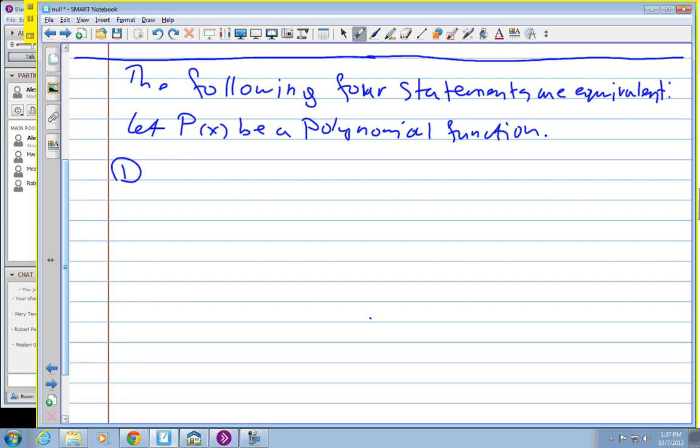So the first statement, x equals a is a 0 of p of x. Now, we've defined a 0 of a function before, okay? And basically, all that means, if I plug in a into my function, I'll get 0 out of it. That's what it means for something to be 0. So that's equivalent to saying that p of a equals 0. That's the definition of a 0 of a function, okay?